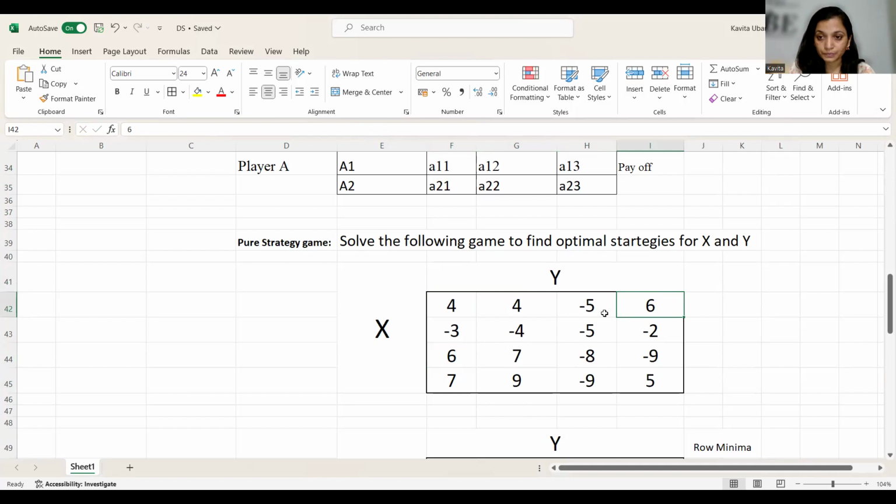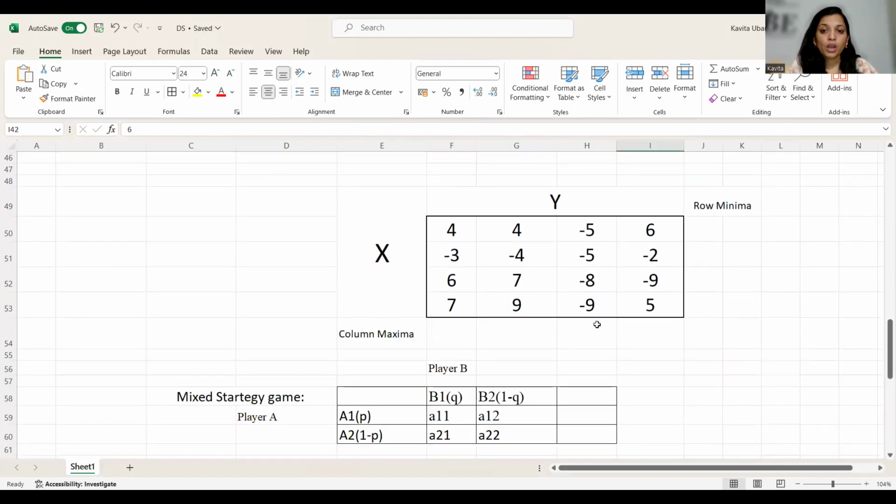What is meant by saddle point? That also I'm going to tell you. We calculate a row minima and a column maxima in this case. As it is a matrix, you need to write it down in your solution part. Now we need to calculate a row minima. These are the rows, and these are the columns. So row minima and column maxima, we are going to put here.